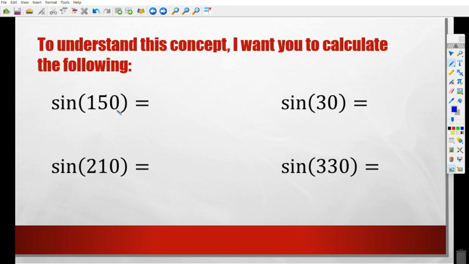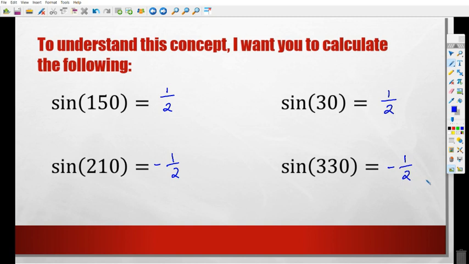So, sine of 150 is what? We know it's a half; we checked on our calculators. Sine of 30 is what? That's a half. Good. And sine of 210, we know it's negative a half. And sine of 330 we see is negative a half.